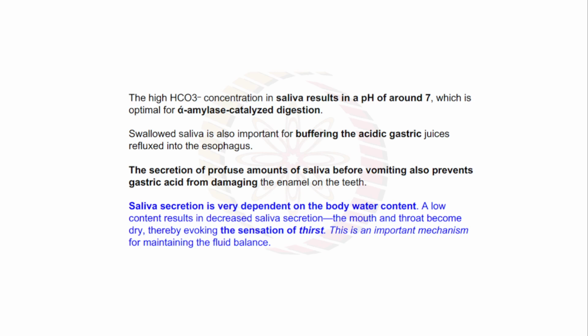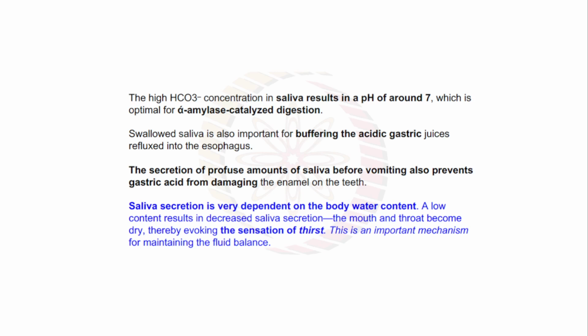Okay, so swallowed saliva is also important for buffering the acidic gastric juices refluxed into the esophagus. Saliva here performs another function: it buffers the acid. If you remember, sometimes there is some acidic or burning sensation in the esophagus due to acid reflux. That must be toned down, or buffered, by something, and for that saliva plays a very important role. Otherwise, it will affect the cells of your esophagus.